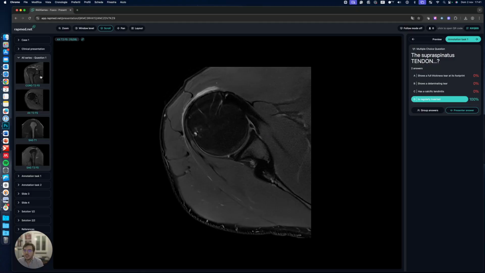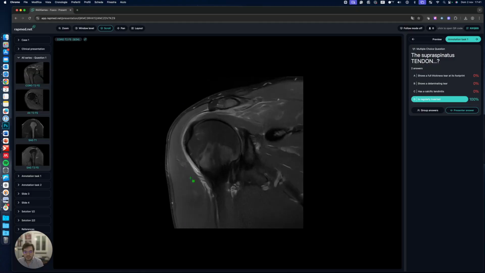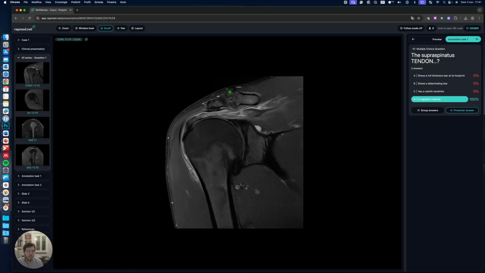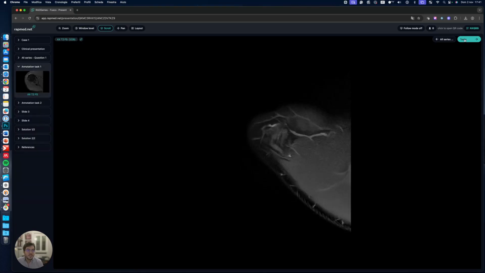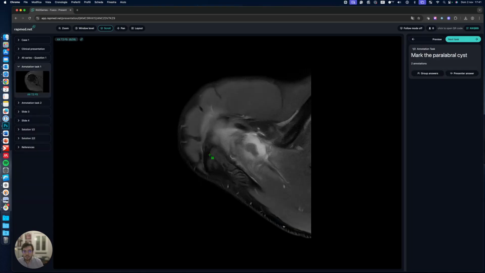So the first question was regarding the supraspinatus tendon. The tendon is regularly inserted, as we have seen. There is no full thickness tear of the tendon itself. The tear is more proximal at the myotendinous junction, so there is no delaminating tear and there is no calcific tendinitis. The subsequent task was to mark the paralabral cyst.